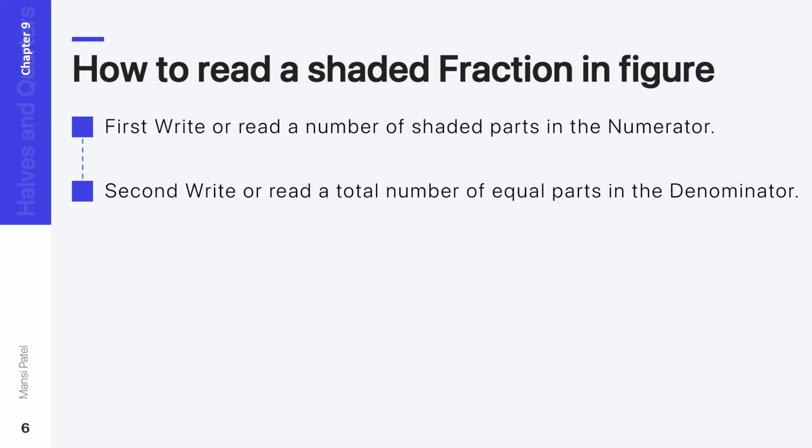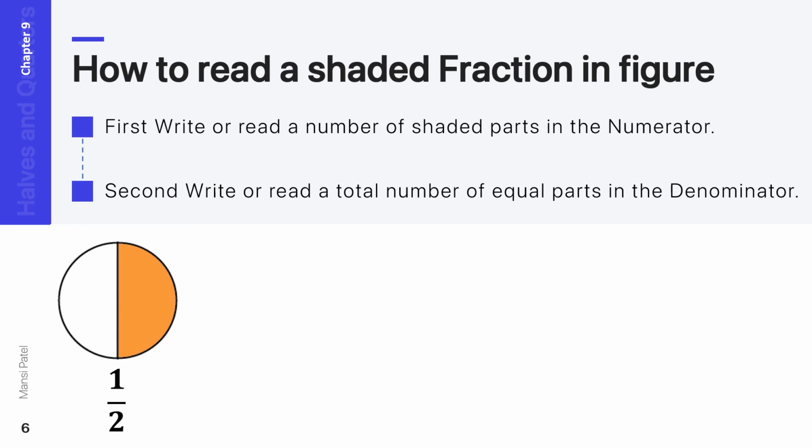So see here, I am giving one circle to you. Now, this whole circle is divided into how many parts? This circle is divided into two equal parts. Out of these two equal parts, in how many parts are we doing the color? We have just shaded one part. So we have to write down 1 in the numerator and 2 in the denominator.